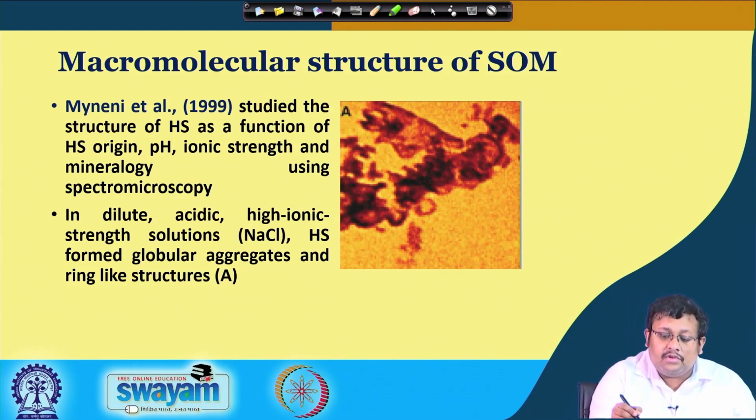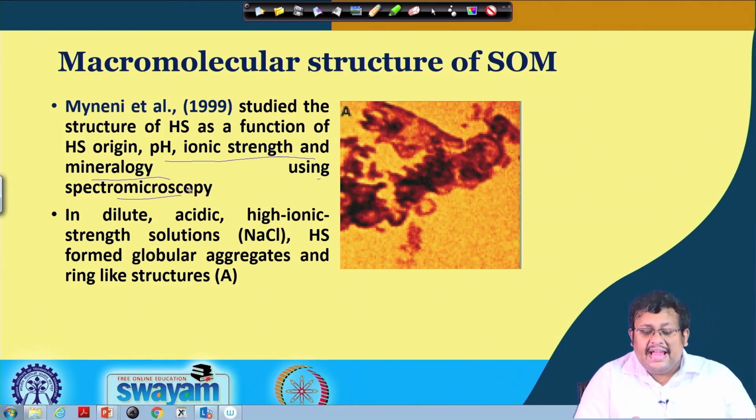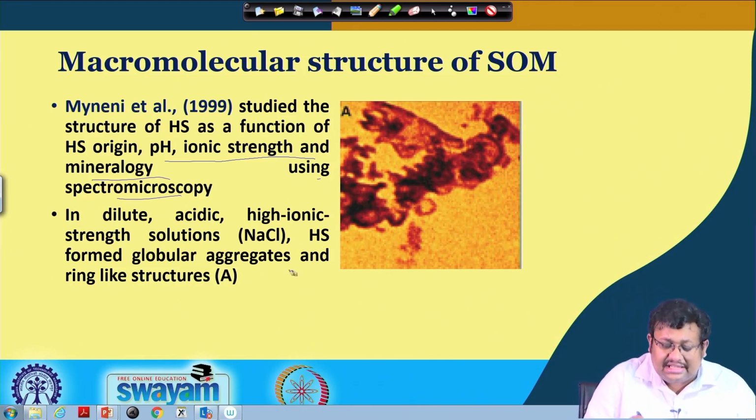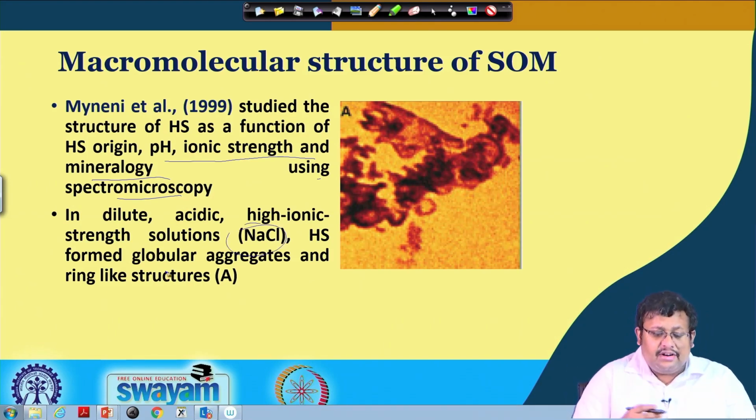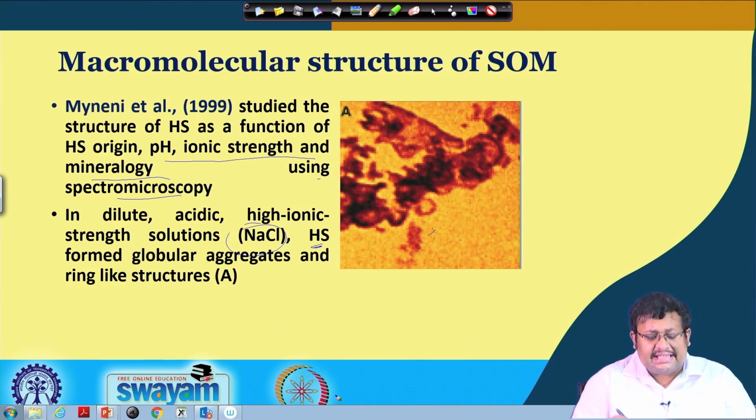Studied the structure of humus as a function of humus origin, pH, ionic strength and mineralogy using spectromicroscopy, and they have also given different structural patterns. So, in dilute acidic high ionic strength condition, like for sodium chloride, high ionic strength, that means high concentration of the electrolyte, and dilute acidic solution, humus formed globular aggregates and ring like structures, as you can see here.